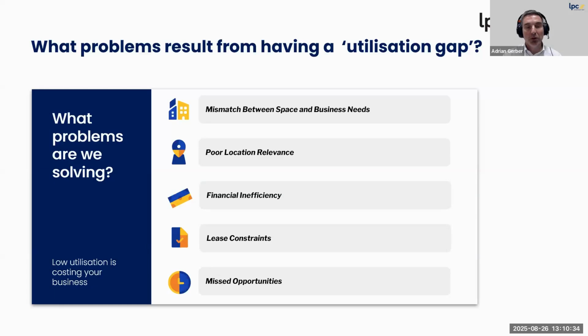The second problem is poor location relevance. If the office is hard to get to for staff, poorly connected to transport, or inconvenient for clients to attend, attendance and engagement are going to suffer. Location strategy is just as important as the fit out itself. The third is financial inefficiency. Underutilised space is expensive. You're still paying rent, outgoings, and operating costs, whether a desk is occupied or not. We help clients reduce wasted spend and reallocate those resources more effectively.